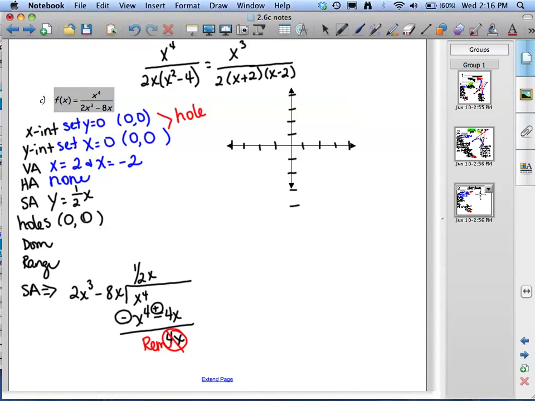Sure. Because you can only use synthetic division if you're dividing by x plus 2, x minus 1. You're dividing by either 2x cubed minus 8x or 2x squared minus 8. It does, actually.